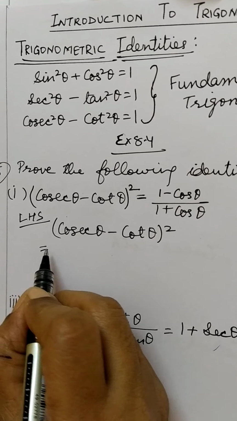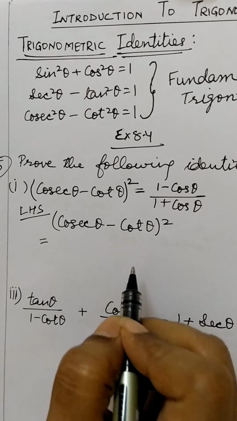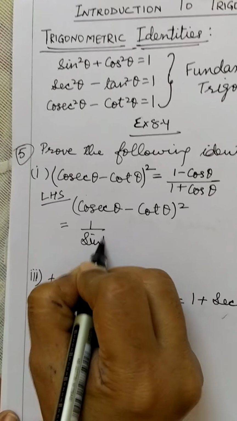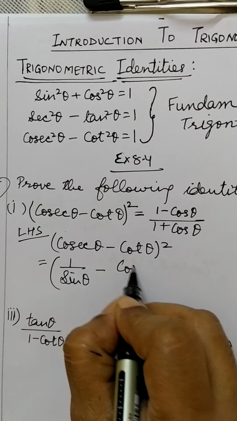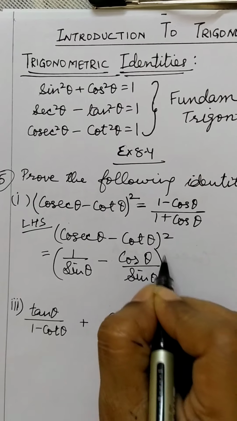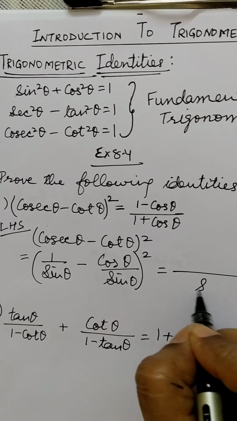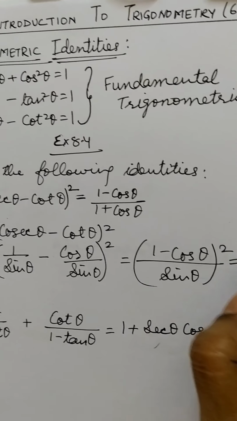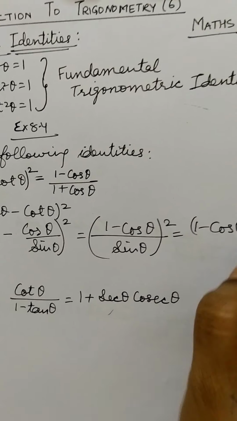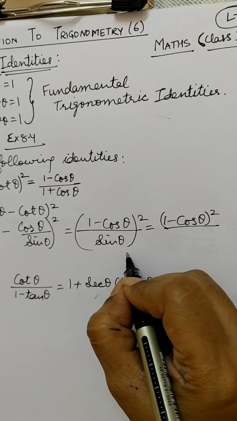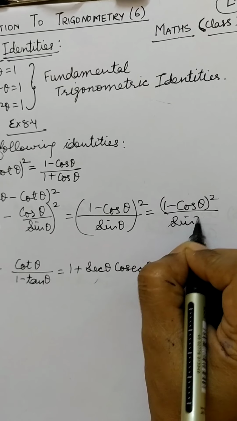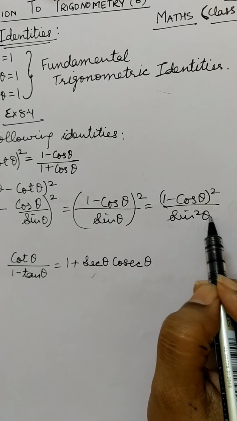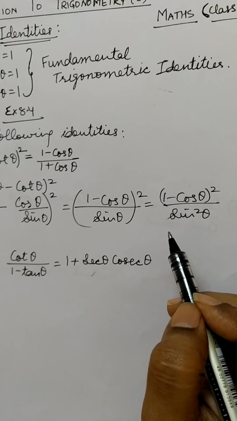So what we can do here, we can write cosec theta and cot theta in terms of sin and cos theta. So cosec theta we can write as 1 upon sin theta minus cos theta upon sin theta whole square, which will be, if we take LCM, 1 minus cos theta upon sin theta whole square. Now, let us take the square separately, and denominator sin square theta. To simplify further, if we write the denominator in terms of cos theta, then further simplification will be easier.